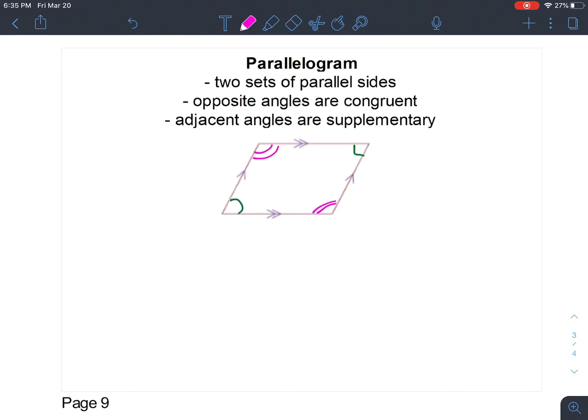Adjacent angles in a parallelogram are always supplementary. They always add to 180. So in this picture, if you take one green angle and you take one pink angle and you add them together, that is always going to be 180.